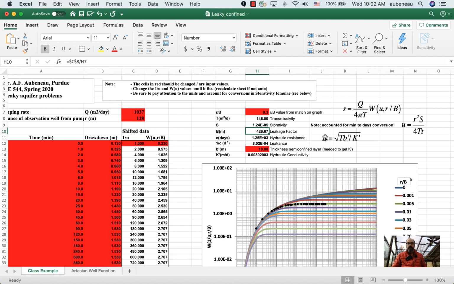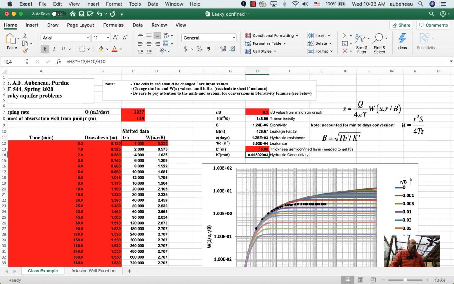So now we have everything, right? We have B, we have transmissivity. If we know B prime, so 10 meters here, it's a red cell, right? If we plug in 10, then we can calculate K prime as 0.008 meters per day. I think that's slightly different from the one I calculated in the manual method, but it's close enough, I guess. I will have to recheck that hydraulic conductivity. I don't know why there's a slight difference here.